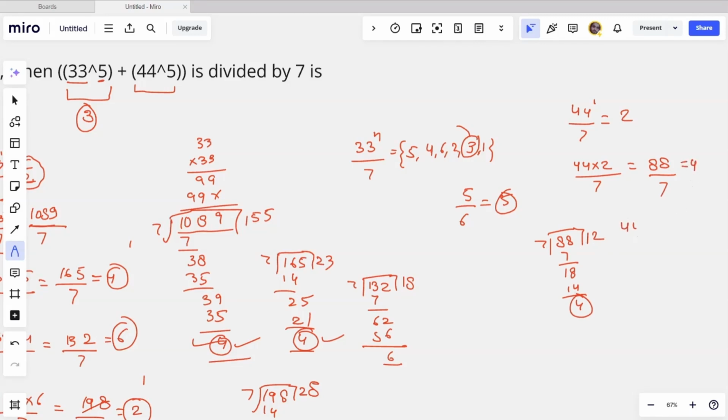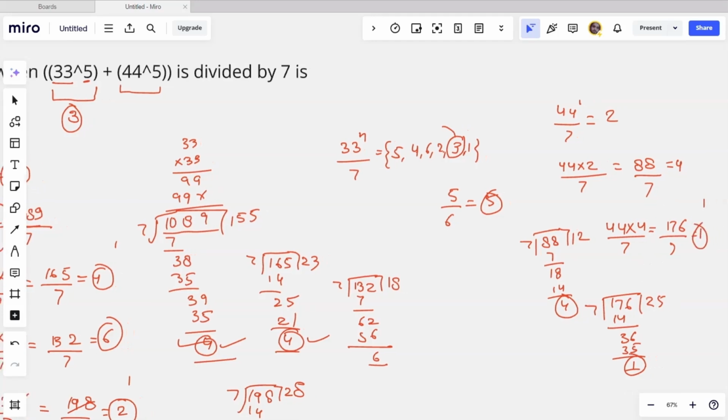Now let's calculate another remainder, which is 44 into 4 divided by 7. This is the previous remainder. Okay, so 4 times 4 is 16, 1 carry, 4 times 4 is 16, 176 divided by 7. It means 176 divided by 7: 7 times 2 is 14, and 3 6, and 7 times 5 is 35. So the remainder is 1. And as you can see, when we get the remainder as 1, it means our cyclicity is ending.